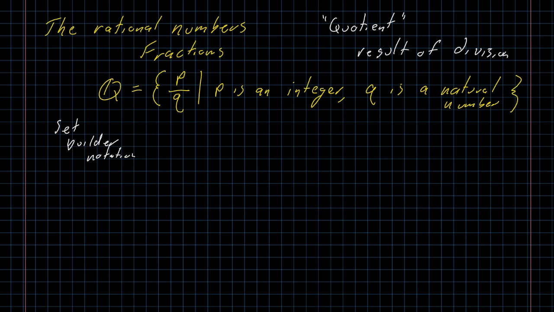This is perhaps the only place in the course where we're going to be very happy about the fact that our definition of natural numbers does not include 0. Because if we included 0, then all of a sudden we would be dividing by 0, and as you know from your previous study in mathematics, dividing by 0 can cause problems. But the way we read this: the set of all fractions P over Q such that P is an integer and Q is a natural number.